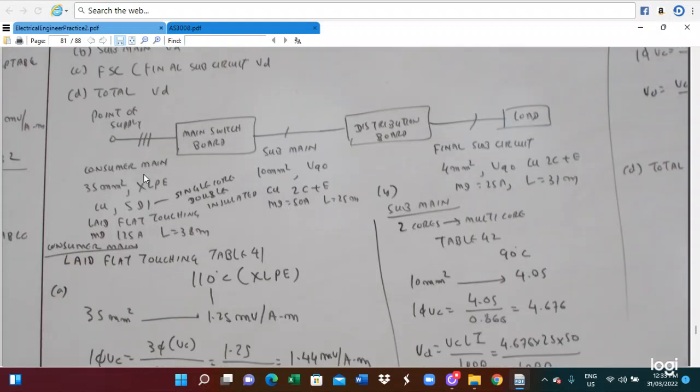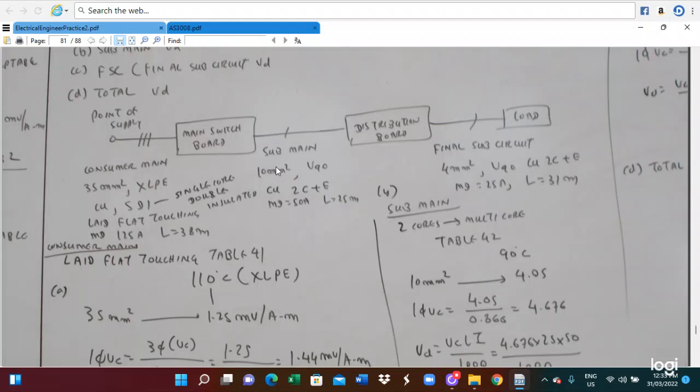In this case, our consumer mains cable size is 35 millimeter square XLPE. This is the copper cable. How it is installed is leaflet touching. In this case, the maximum demand is 125 ampere, and the length is 36 meter. So this is the consumer mains.